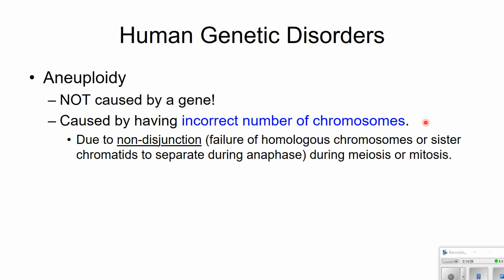And sometimes non-disjunction occurs during mitosis, where you have a failure of sister chromatids to separate. But I think it's a little easier to see how this occurs during meiosis, and that's probably the most typical way that this would happen. All right.